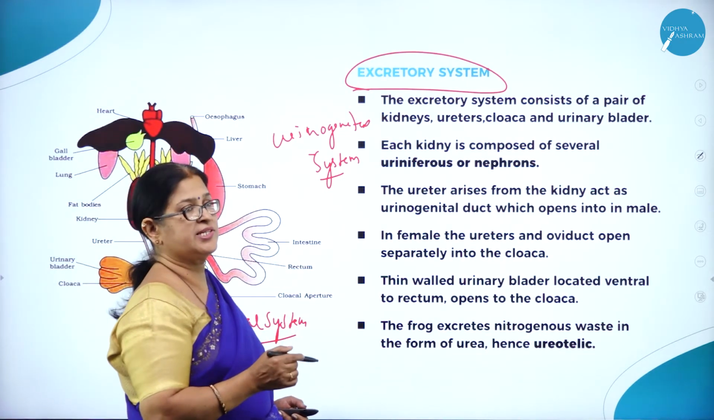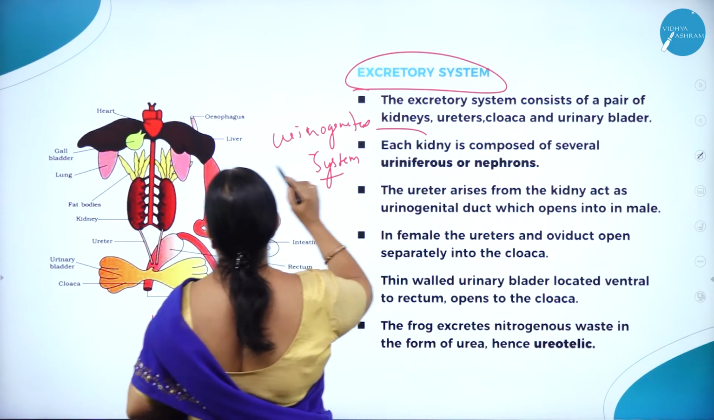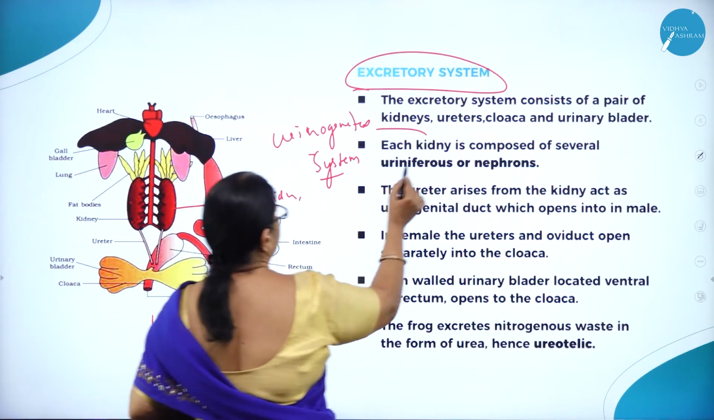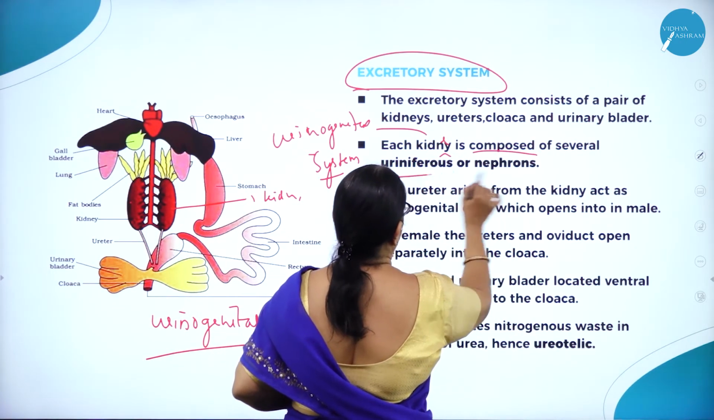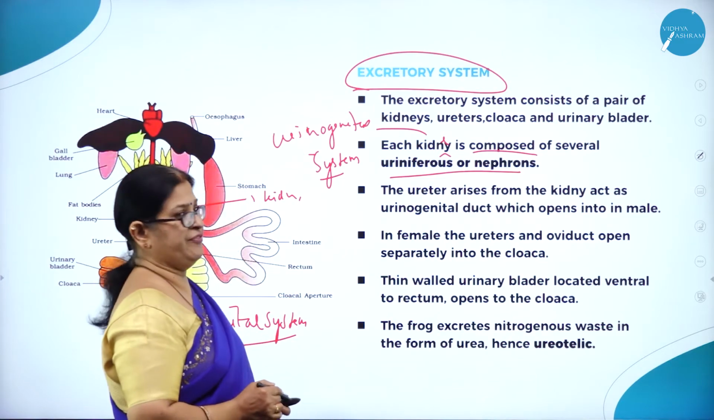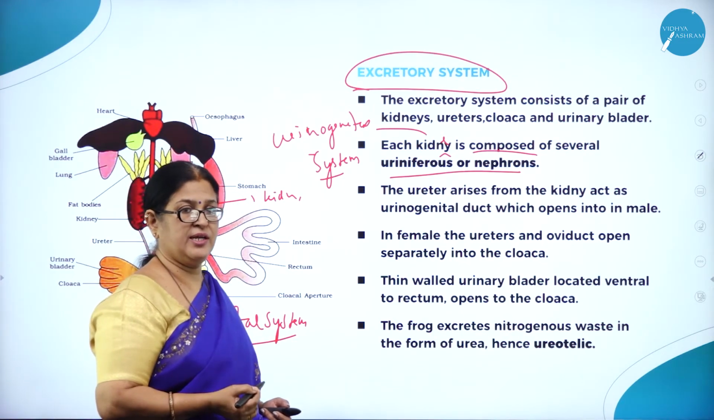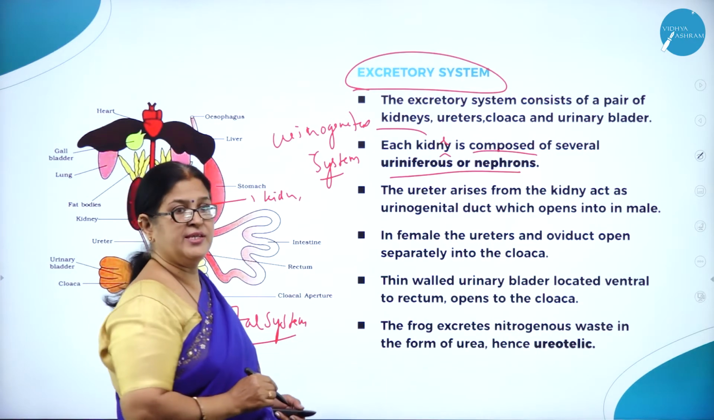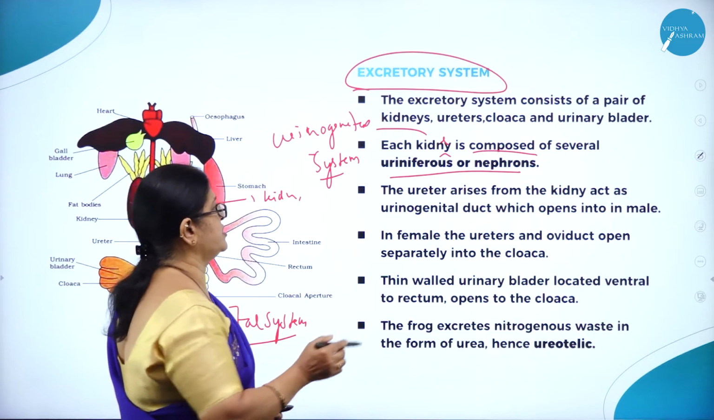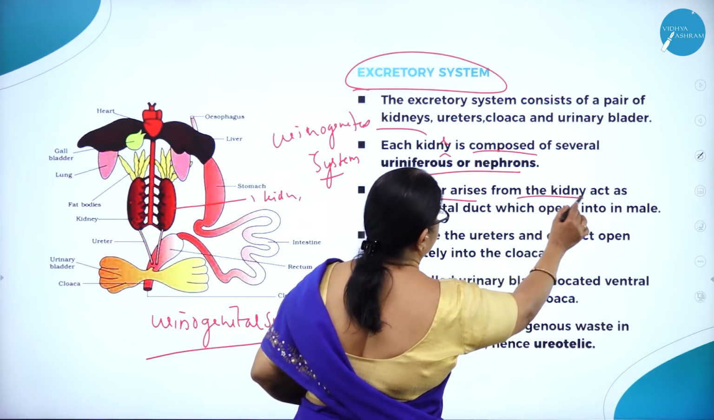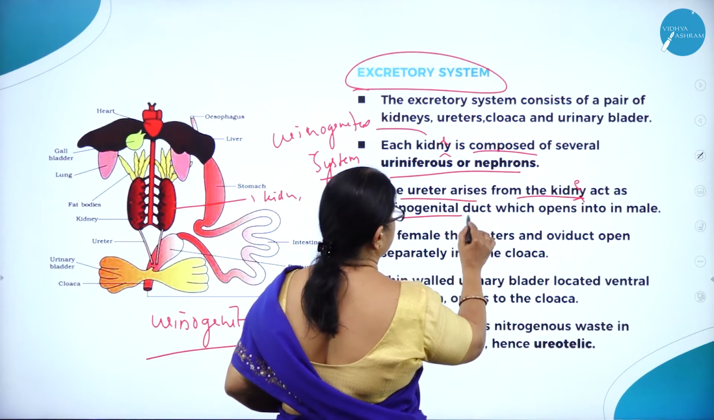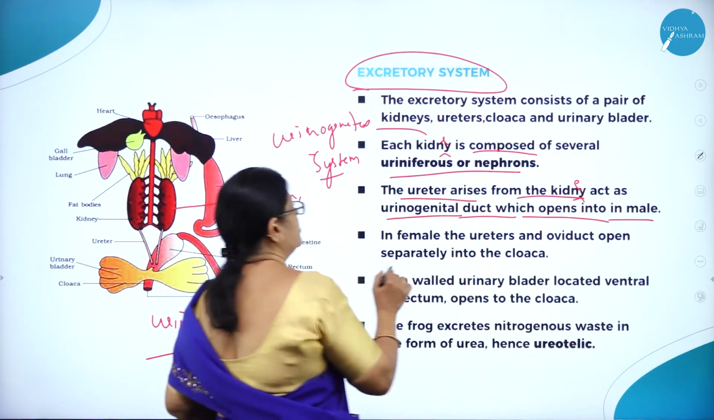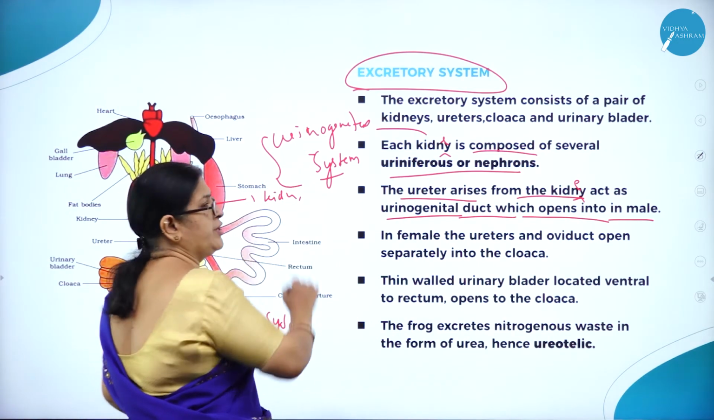So the excretory system consists of a pair of kidneys. Here you can see a pair of kidneys, right? And each kidney is composed of several uriniferous tubules or nephrons. As we know, nephrons are the structural and functional units of the kidney. Then the ureter arises from the kidney and acts as a urinogenital duct which opens in the male. Hence we use the word urinogenital system.